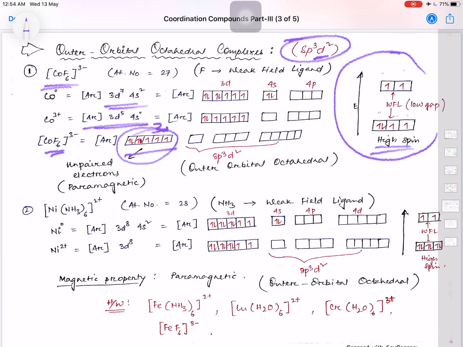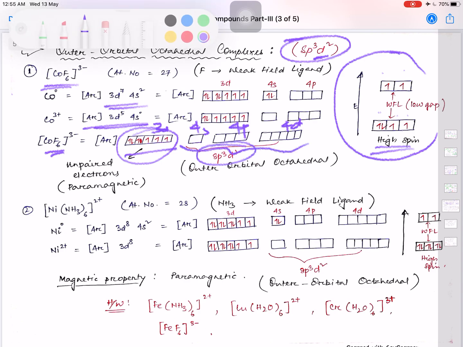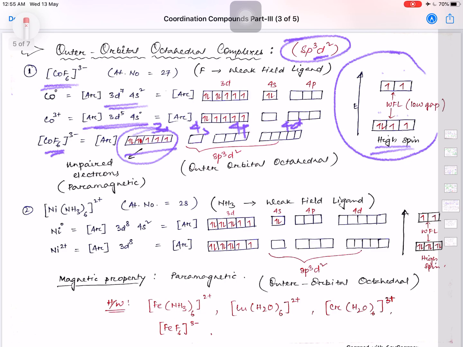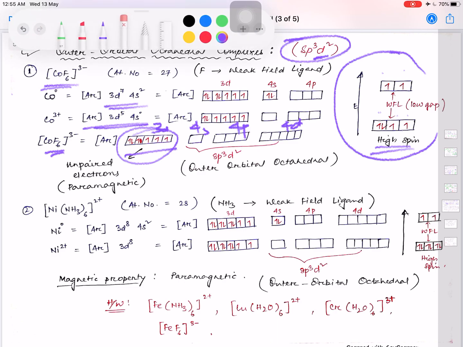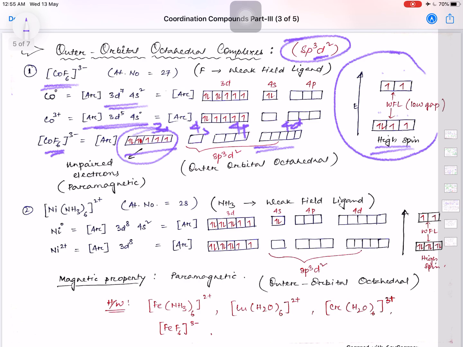So for hybridization we need empty orbitals. It will start from this 4s, then 4p and 4d. So these are the 3 orbitals that will take part in hybridization, so we get the hybridization sp3d2. In the previous examples, the 3d orbitals were used in hybridization, but in this one the 4d is used. That means the outer d orbitals are used in hybridization, so that's why it is called an outer orbital octahedral complex. Clear? Then magnetic property: here unpaired electrons are present, so it is paramagnetic in nature.